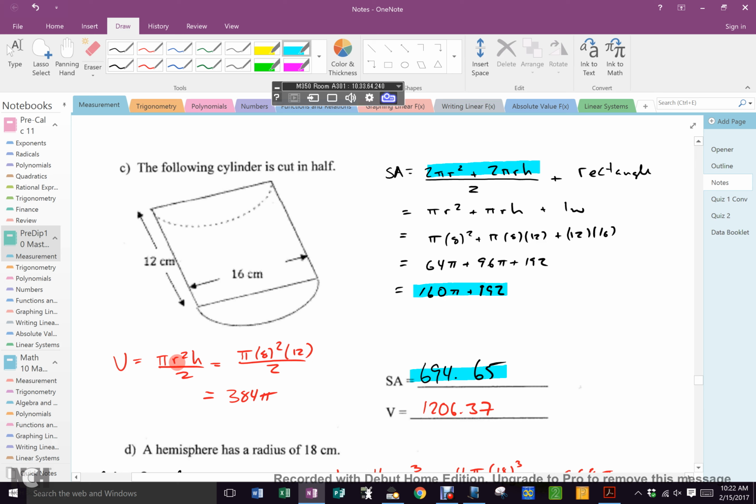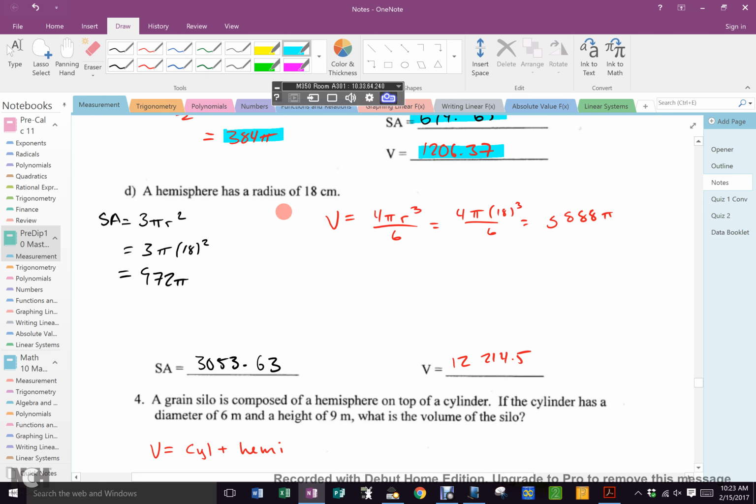Volume, again, is easier. You just cut it in half. 384 pi, or 1206.37. Any questions? Again, the mistakes you usually make with this aren't in the computation. It's in setting it up, right? Because you have to slow down and think about it. It's not just cut in half for surface area because you're making new surfaces. Okay?